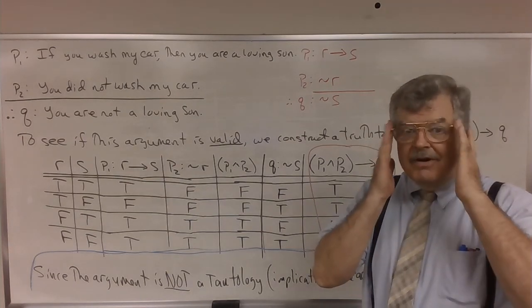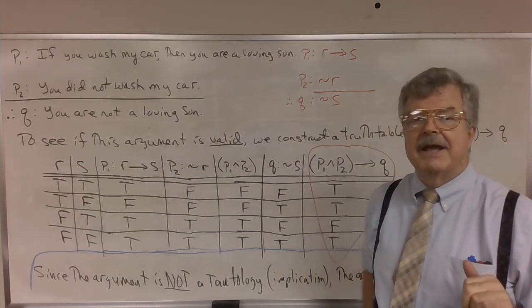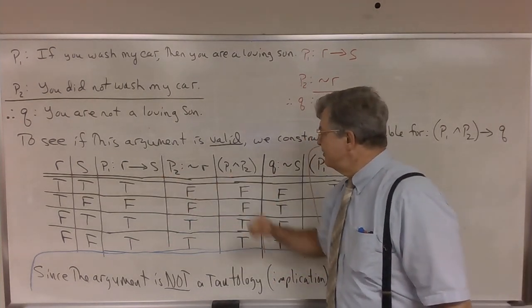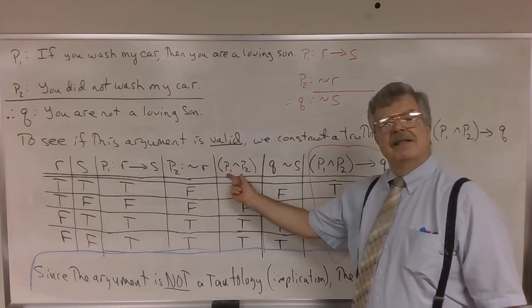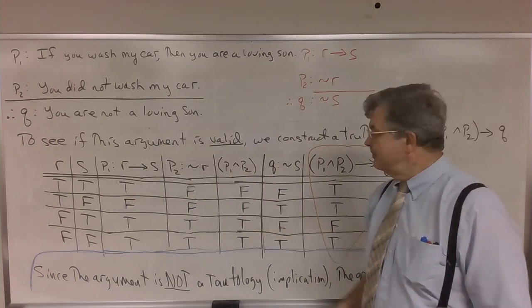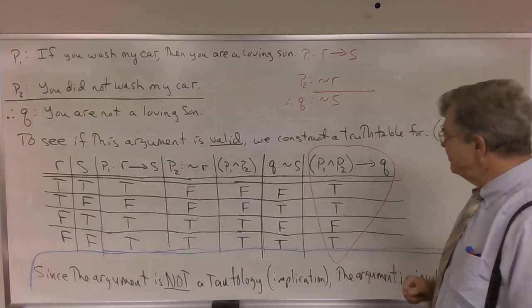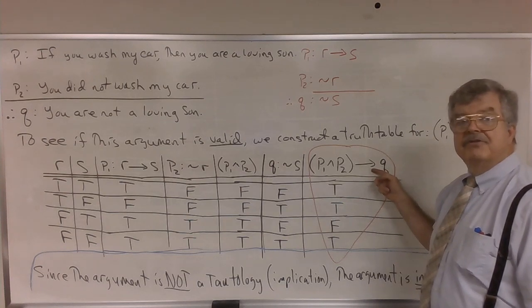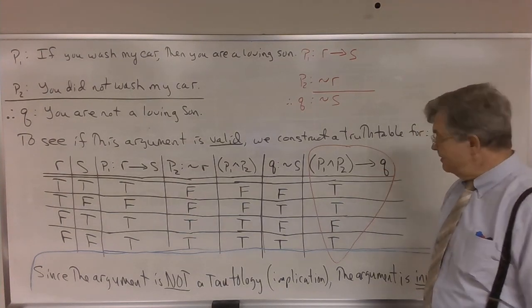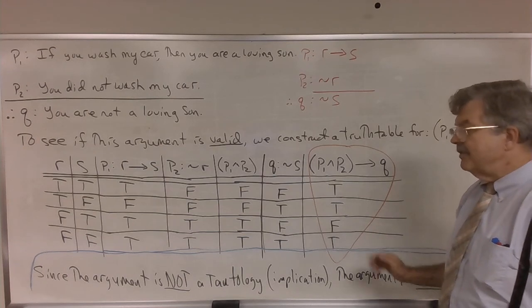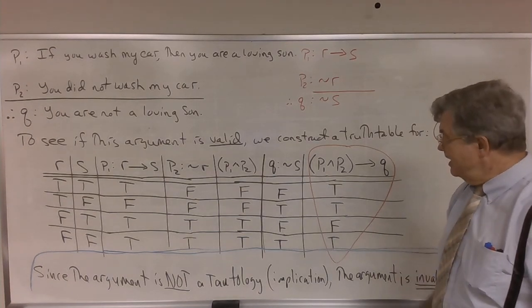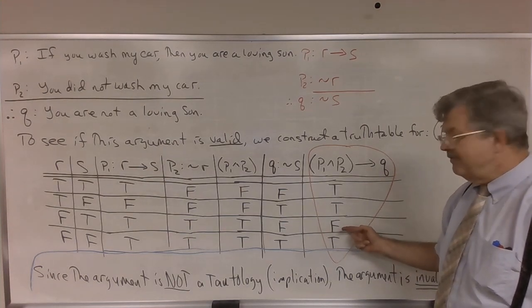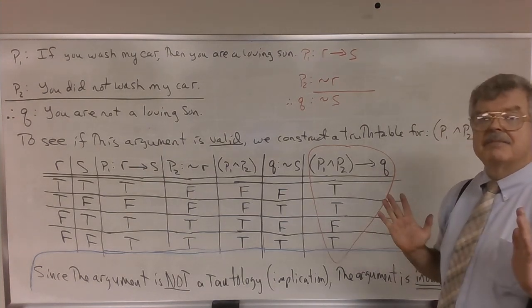Now, we do all of our arguments exactly this way. We find the truth values for each premise, and then we take the conjunction of the premises, we take the conclusion, and the conjunction of the premises implies the conclusion. We do the truth values for that statement. And the only time that the argument is going to be valid is if we have all truths here. If we have even one false, the argument is invalid.